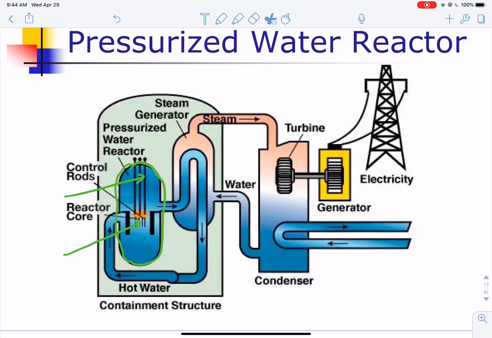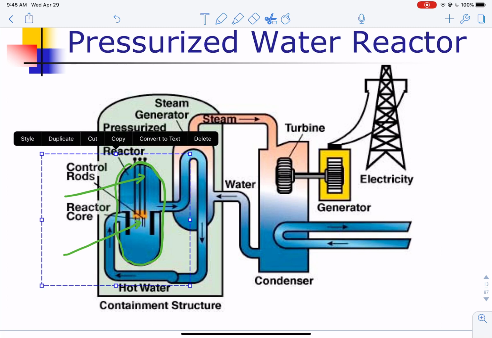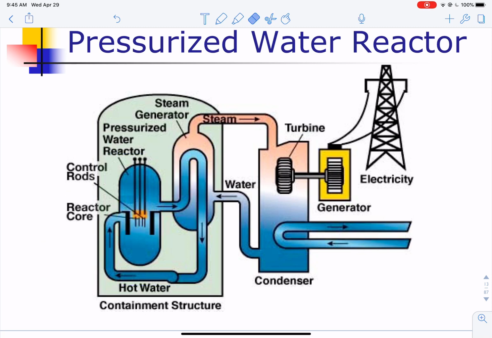Now, some other things that you should notice is that we have 3 loops. The first loop is pictured right here. You can see that the water is going to be going clockwise in this loop. The water is going to enter the reactor vessel, and because of the energy being produced by nuclear fission, because you have a critical mass of uranium in the fuel rods, this heat is going to be carried away to a heat exchanger.